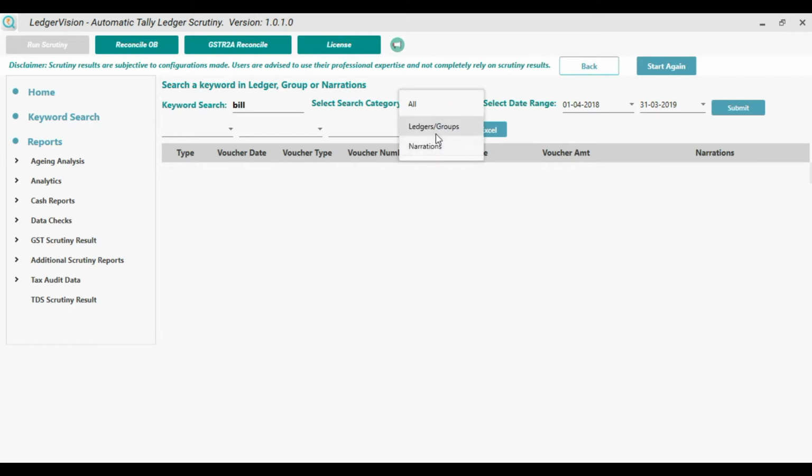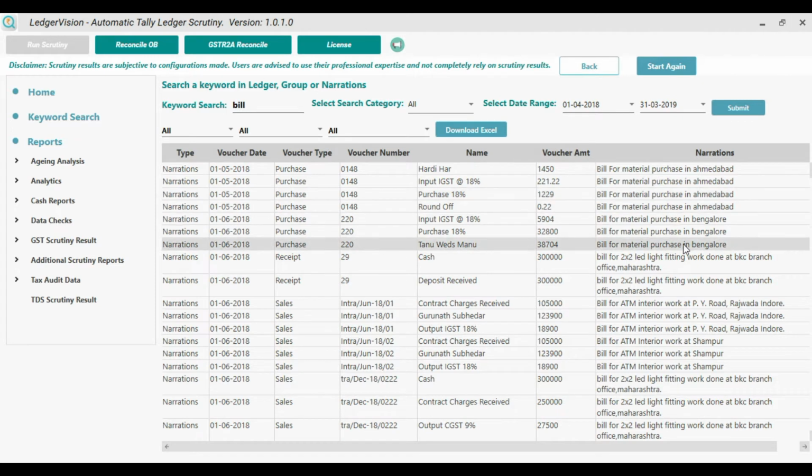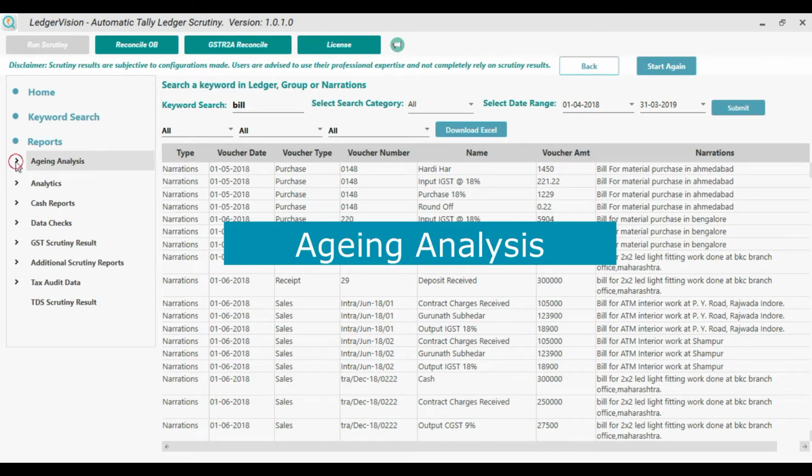You can search the word bill in ledgers or ledger groups or in narration or all over. So normally we select all, and when this is the scrutiny period, whatever we have selected, you can change it as per your requirement. And when I press the submit button, I will get details of all transactions wherever the word bill is used. So this is helpful. This is simply like the Control F button in Excel. Thereafter we will jump to aging analysis.